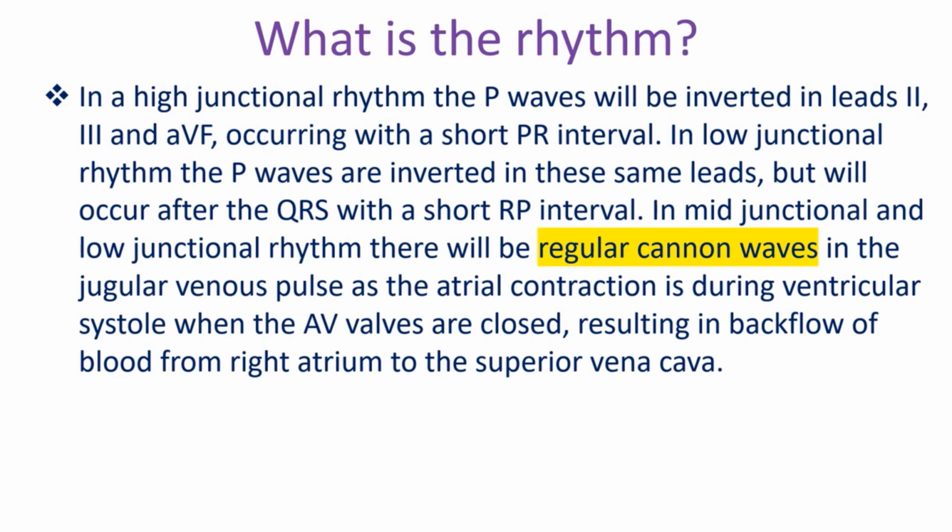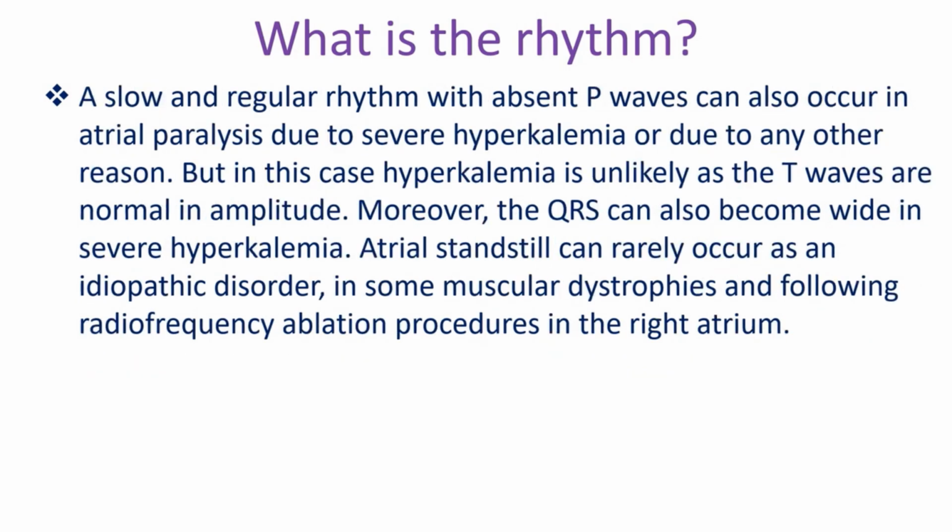In mid-junctional and low junctional rhythm, there will be regular cannon waves in the jugular venous pulse as the atrial contraction is during ventricular systole when the AV valves are closed, resulting in backflow of blood from right atrium to the superior vena cava. A slow and regular rhythm with absent P waves can also occur in atrial paralysis due to severe hyperkalemia or due to any other reason.